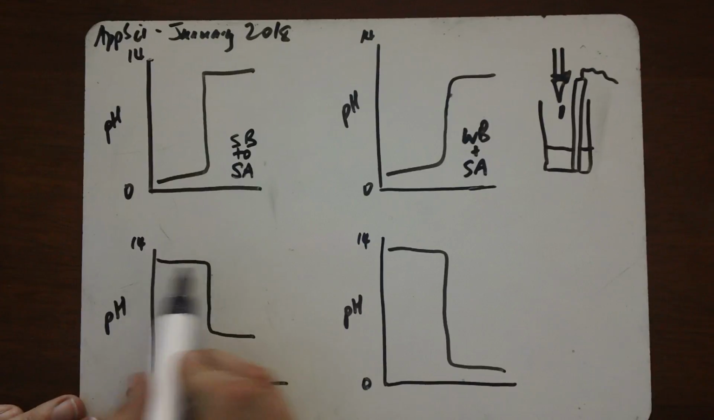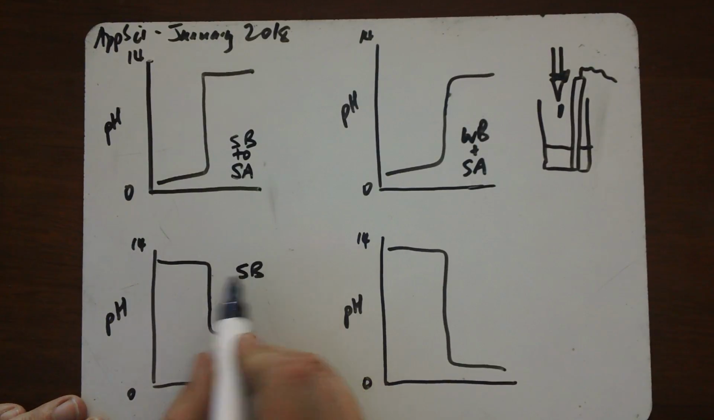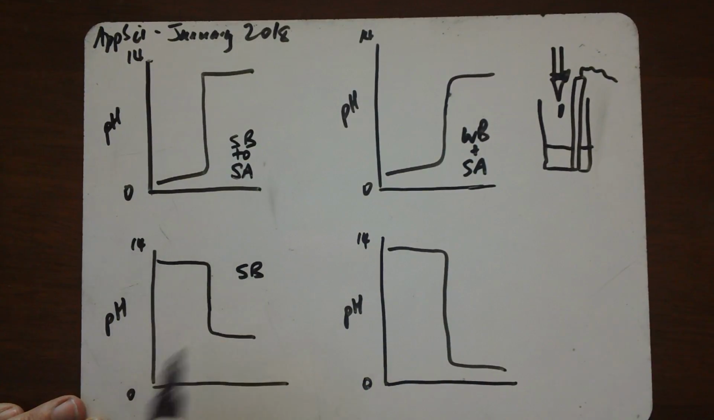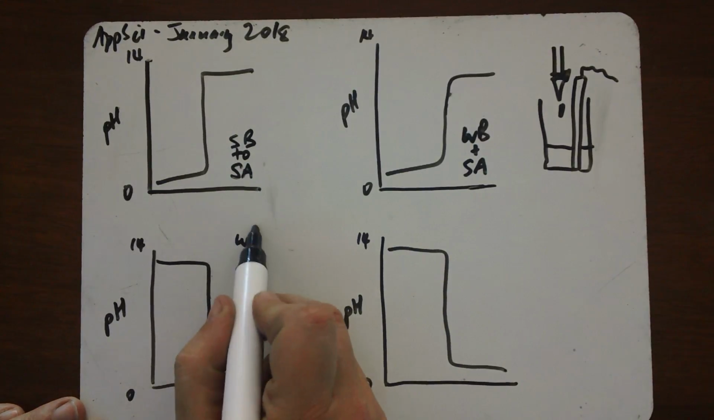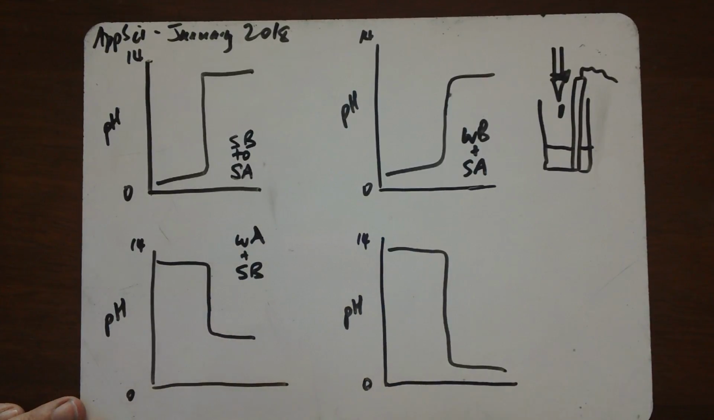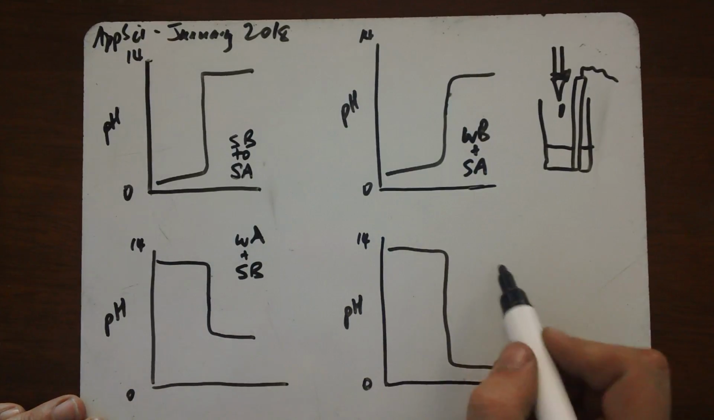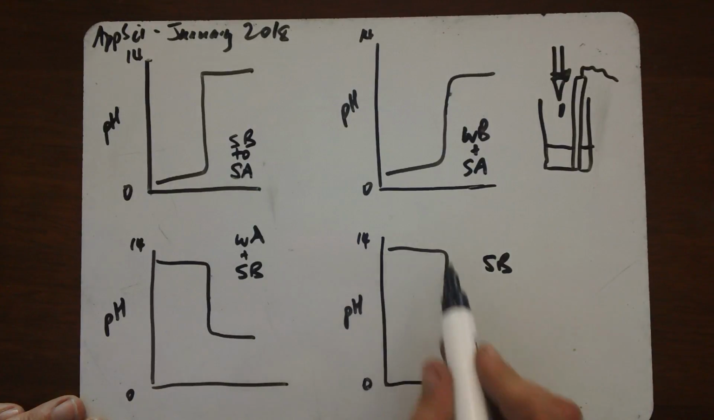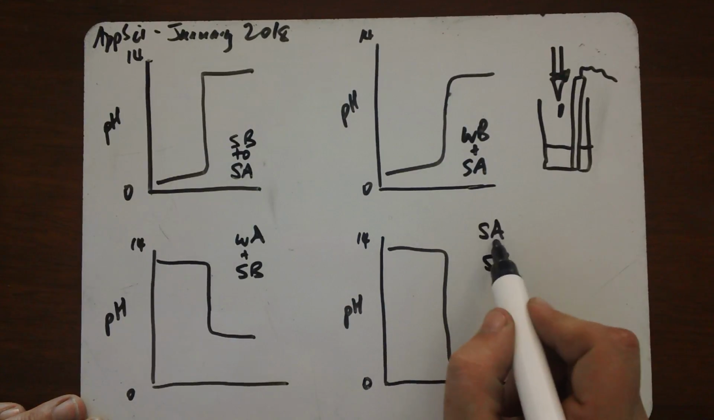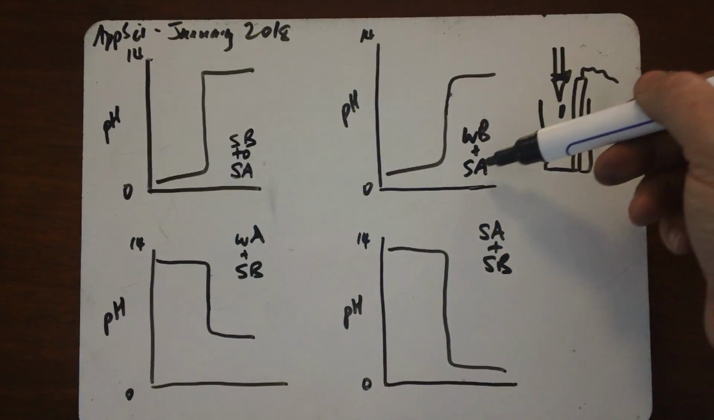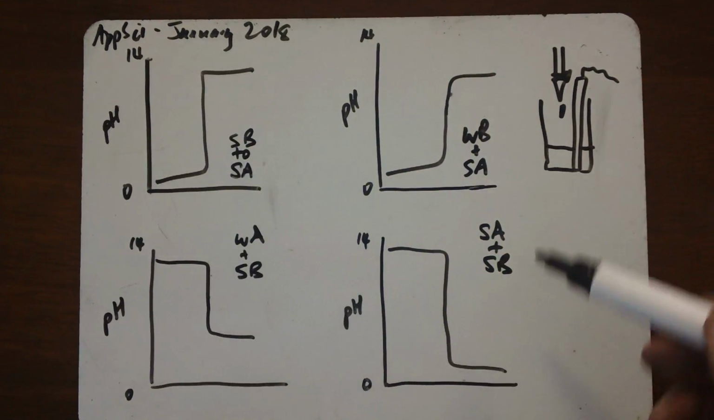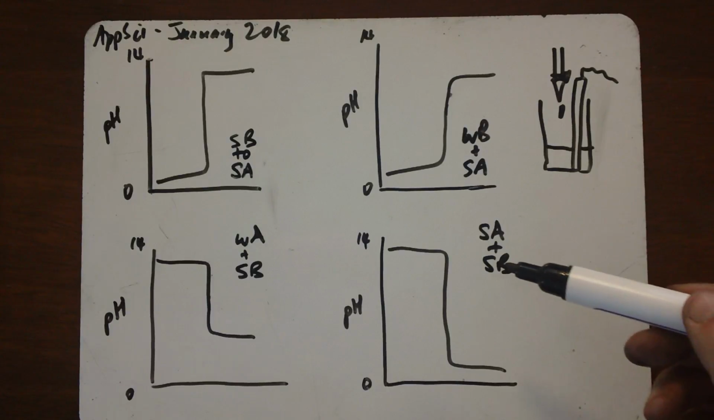On this one we started with a very strong base, pH 13, 14, and then it eventually ended up down here, pH 4, 5, 6. So we added a weak acid to a strong base. And then the last one, we started with a strong base, and to that we added a strong acid. So strong base to strong acid, weak base to strong acid, weak acid to strong base, and strong acid to strong base.